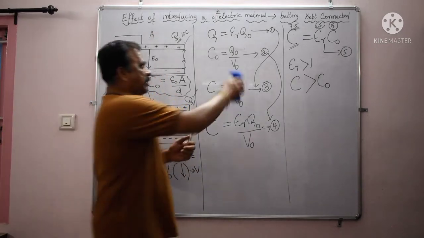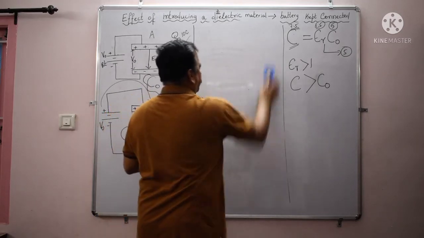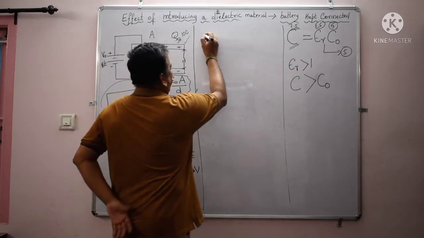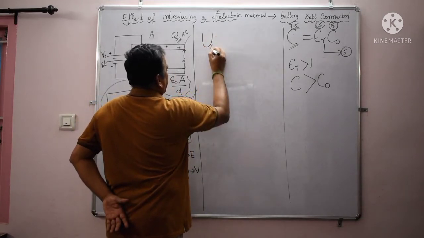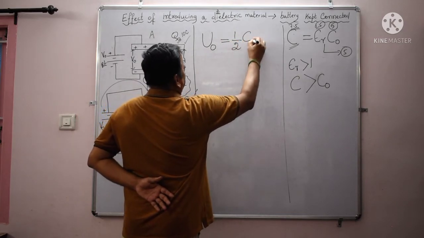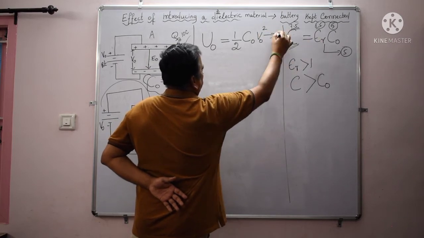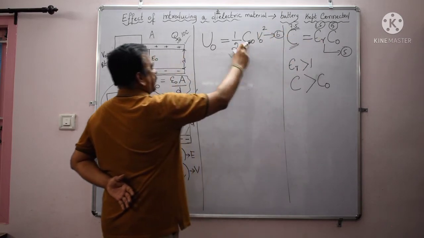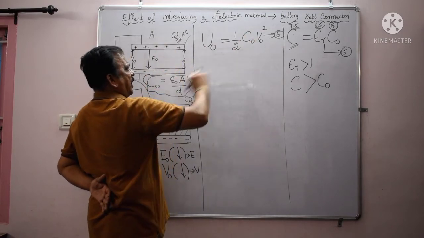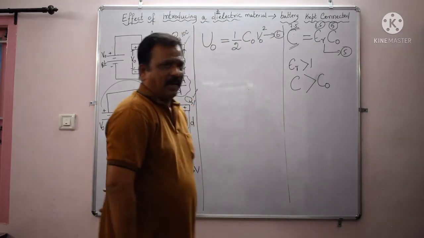Now we have to check what happens to the energy stored by the capacitor. It's very simple. Now let us find the energy stored by the capacitor before introducing dielectric. So U0 equals half into C0 into V0 square. So let me take it as number 6. So C0 is the capacitance before introducing dielectric, and V0 is the potential difference before introducing dielectric, and U0 is the energy stored by the capacitor before introducing dielectric.